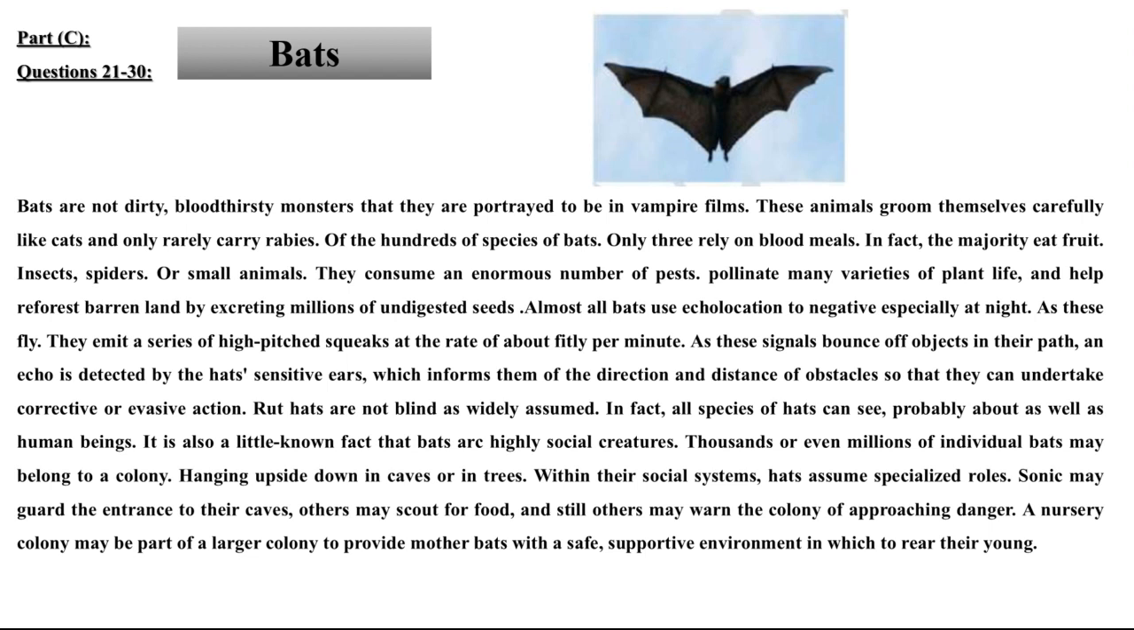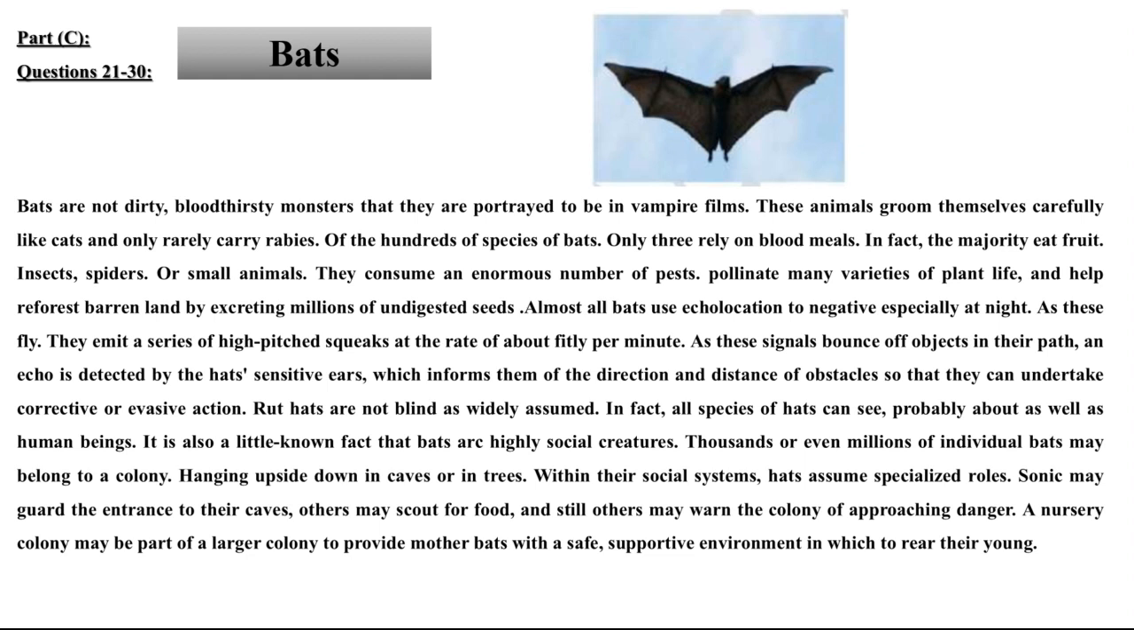millions of undigested seeds. Almost all bats use echolocation to navigate, especially at night. As they fly, they emit a series of high-pitched squeaks at the rate of about 50 per minute. As these signals bounce off objects in their path, an echo is detected by the bat's sensitive ears, which informs them of the direction and distance of obstacles so that they can undertake corrective or evasive action.